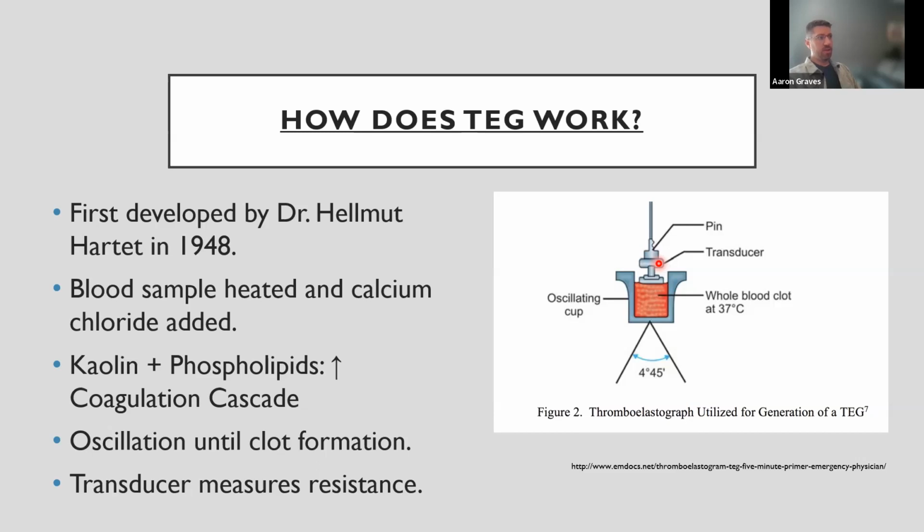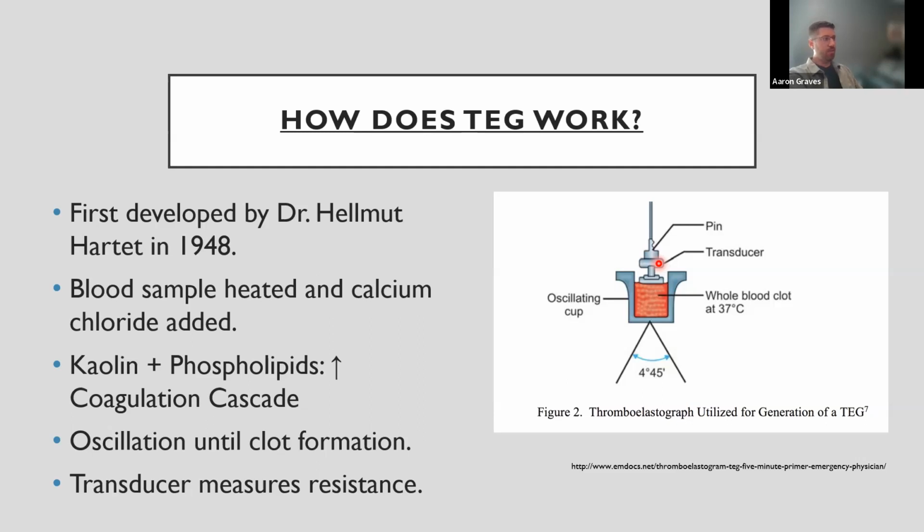Essentially, in order to get the image and numerical data from a TEG in order to treat the patient, a sample of blood from the patient is taken. It's placed in a heated sample cup with calcium chloride, which recalcifies the blood after its exposure to citrate. And you also add kaolin and phospholipids, which activate the intrinsic and extrinsic pathways. The sample is then oscillated, and as the clot is formed, a pin inside of the blood transfers an electrical signal through the transducer, and it forms an image.